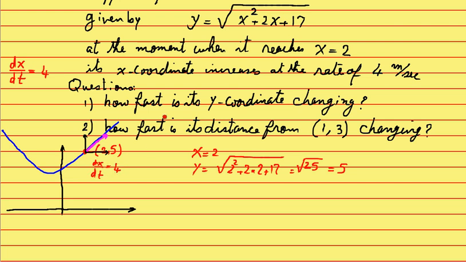What is it that I'm after? The first question is how fast is its y coordinate changing, meaning the rate at which we are going up. This is the rate at which we are going to the right. This is the rate at which we are going up. That is what we are after. Let me write it in some other color. This is dy/dt.